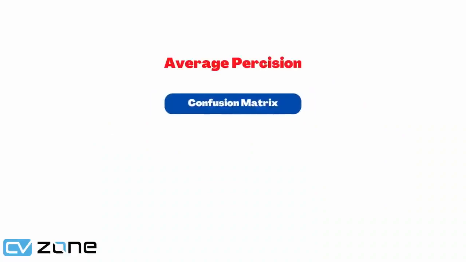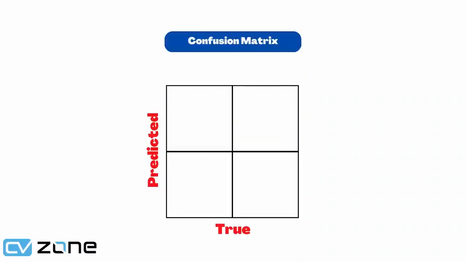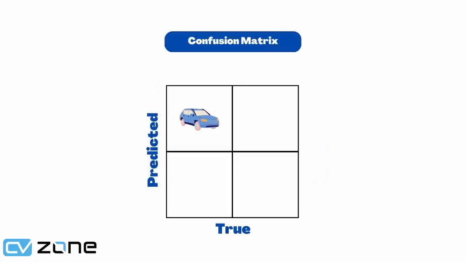In order to understand average precision, we need to know confusion matrix, precision, and recall. Confusion matrix is a simple table that consists of actual classes on one side and the predicted classes on the other. Let's have a look at an example of a car classifier. In the first cell, the actual class is a car, and the model predicted it as a car, so it's a true positive. In the second cell, the actual class is a house, but the model predicted it as a car, so it's a false positive.